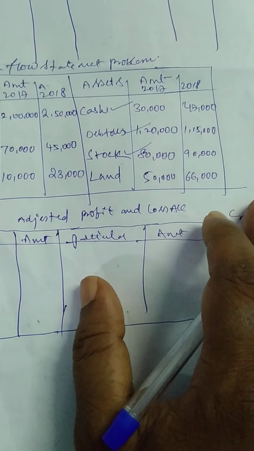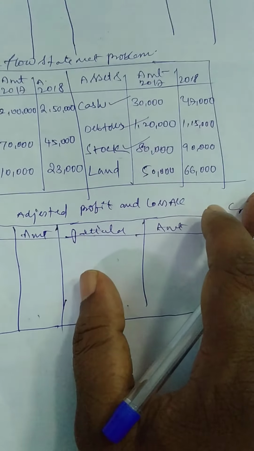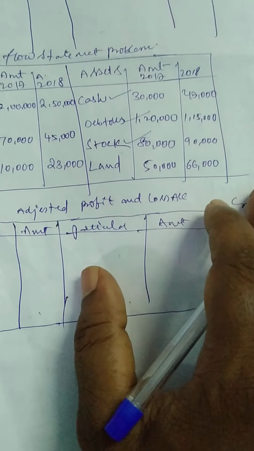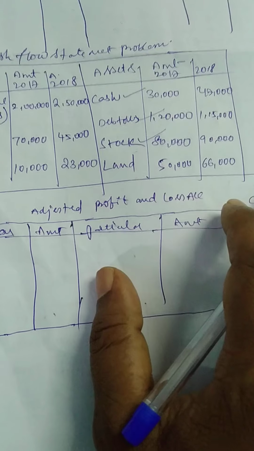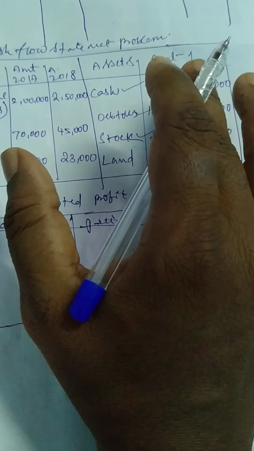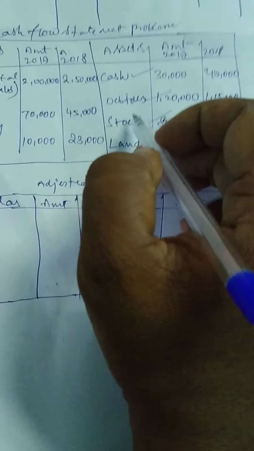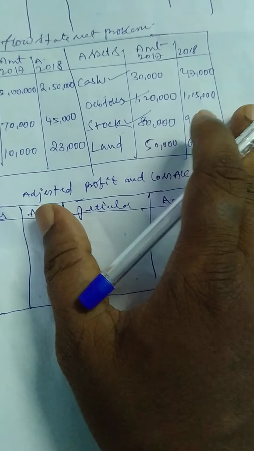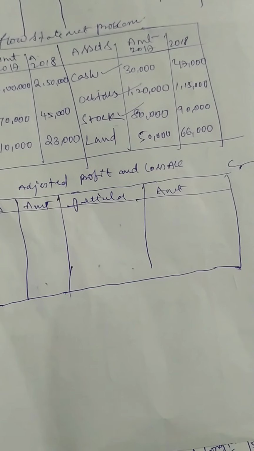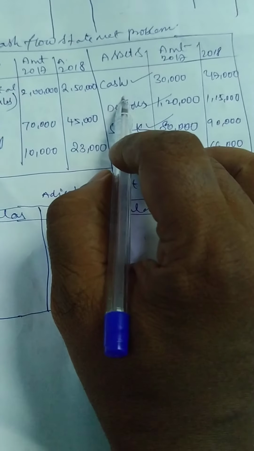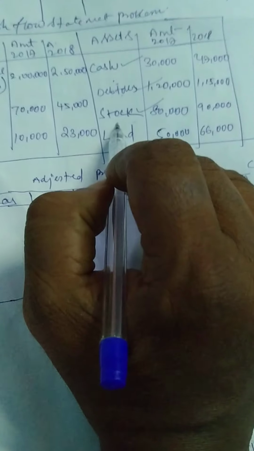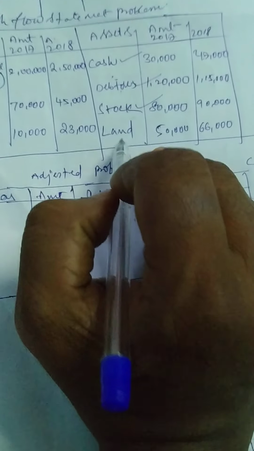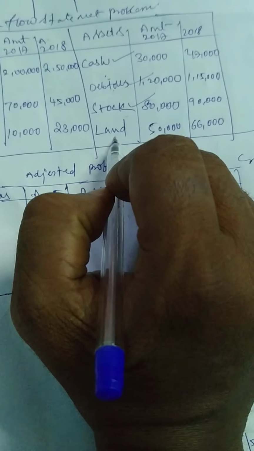In this cash flow statement, we check the cash or cash equivalents, and how cash rotates in the business. So we find out the current assets and current liabilities, and at the same time sales and purchases also. In this statement, cash is a current asset, debtors are also current assets, and stock is also a current asset. Land: some people say it is not a current asset, it is a fixed asset.